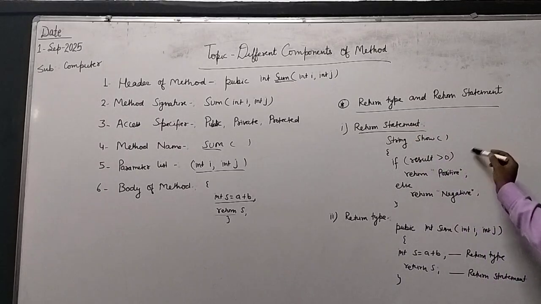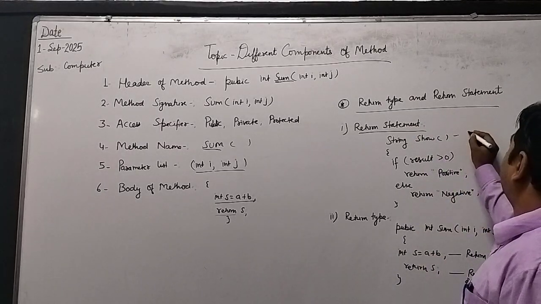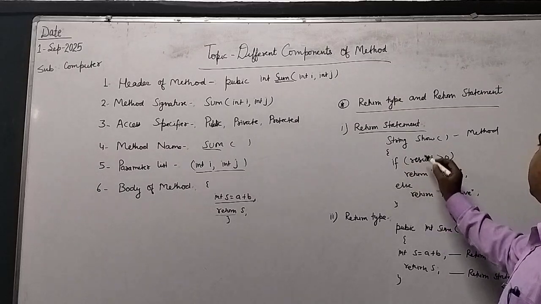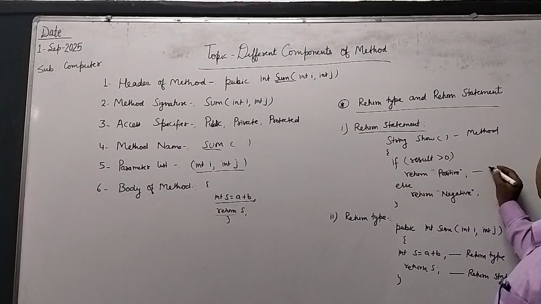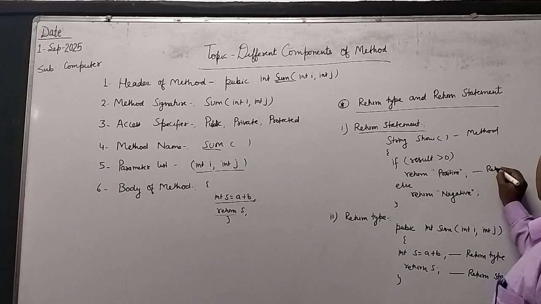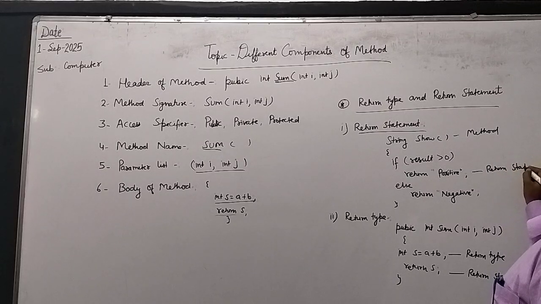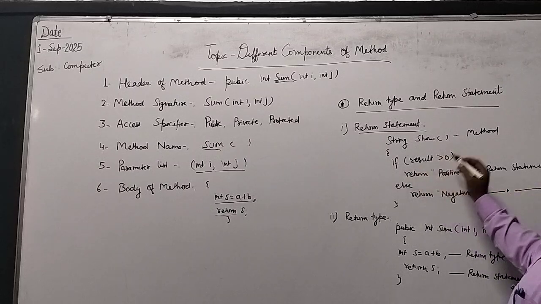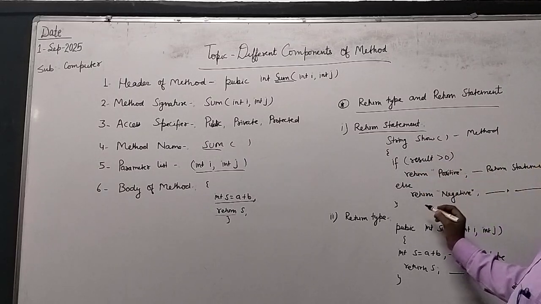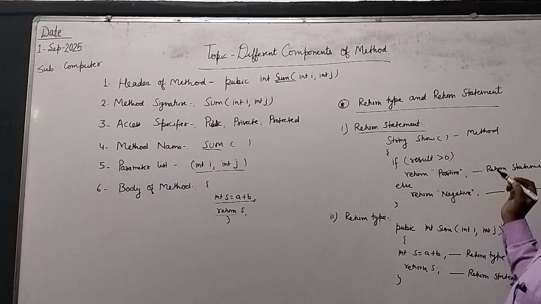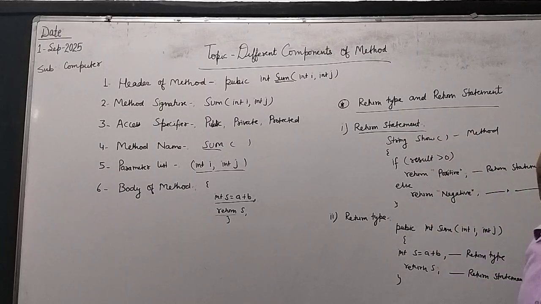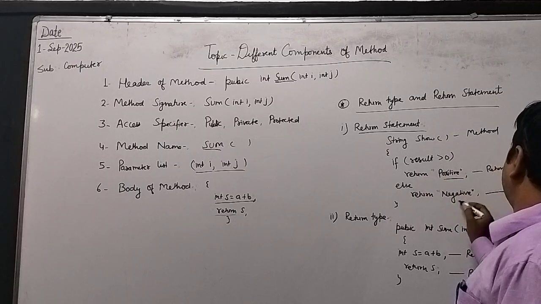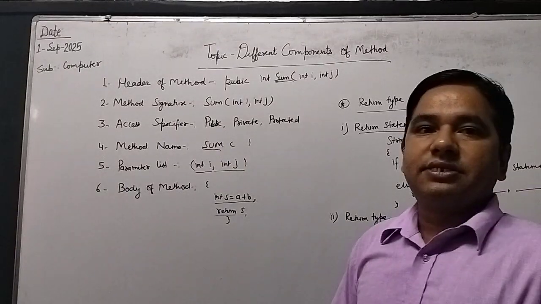You can see one example. Suppose it is a String method called show. If result is greater than 0, this is the return statement: it will return positive. Otherwise, it will return negative. So this type of statement gives a result. This is the return statement.